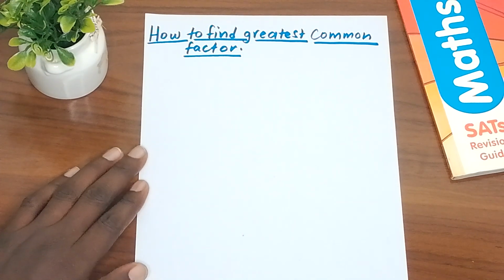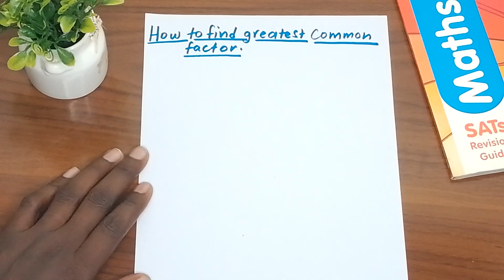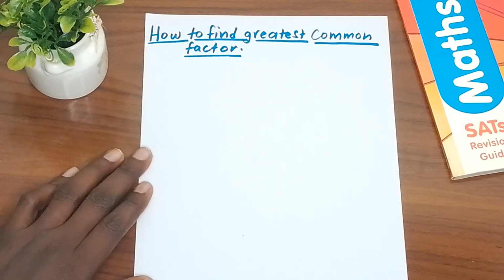We are looking at how to find the greatest common factor of numbers. You are going to be given 2 pairs of numbers or 3 pairs of numbers, and then we determine the greatest common factor. This is how we do it.